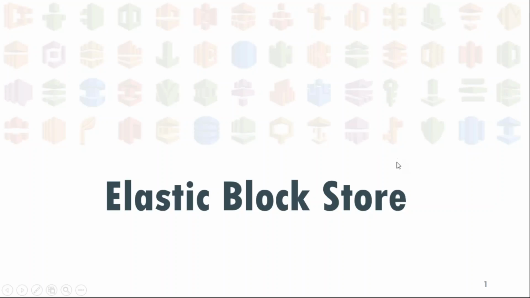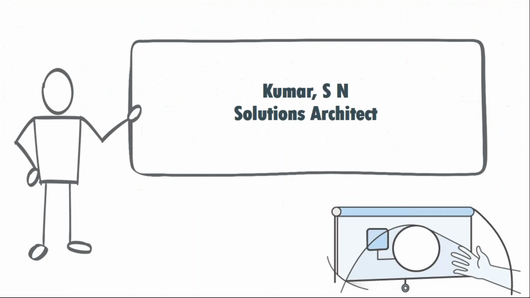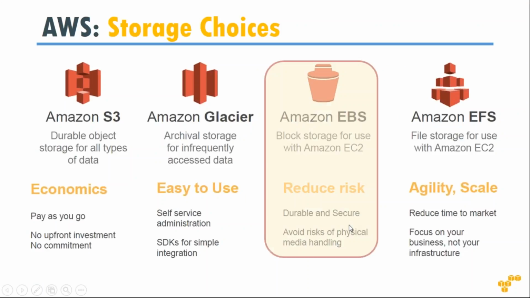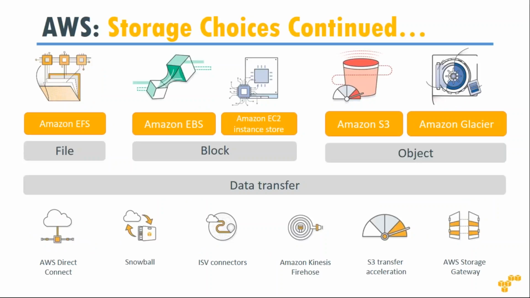Okay, this session is about the Elastic Block Store option that Amazon offers us. As we saw, Elastic Block Store is the block storage. We have other options also, like object storage and archival storage. This session, yesterday and today, is focusing on EBS block storage, and we'll look in a little more detail at where it fits into all of the storage choices.